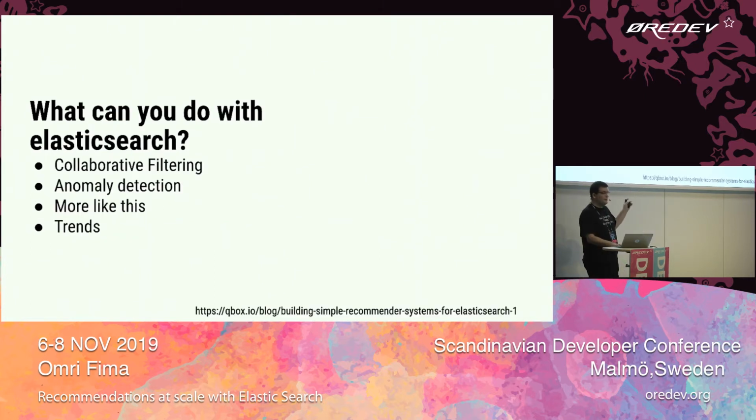So in these slides, I'm actually going to show you a demo of how to build your own recommendation engine using ElasticSearch. Now, ElasticSearch can do a lot of things beyond search. It can do collaborative filtering, which we will talk about later today. It can do anomaly detection. It can do more like this analysis, so you can give it a document or an item and do some analysis and say, okay, these are all the items that are similar to it. It can do trend analysis, but we're not going to talk about any of this.